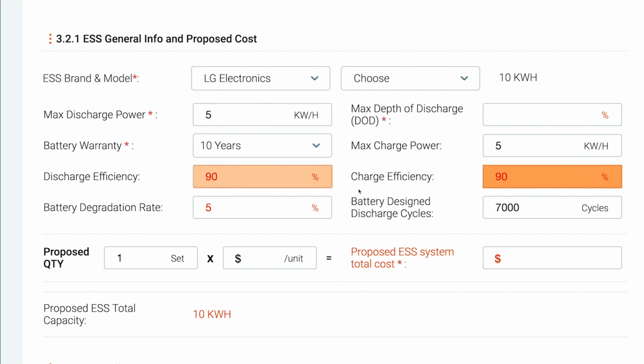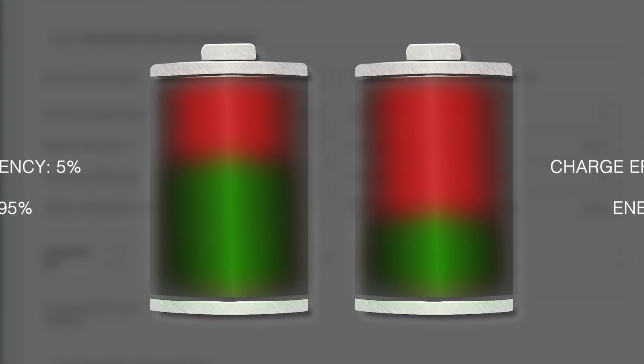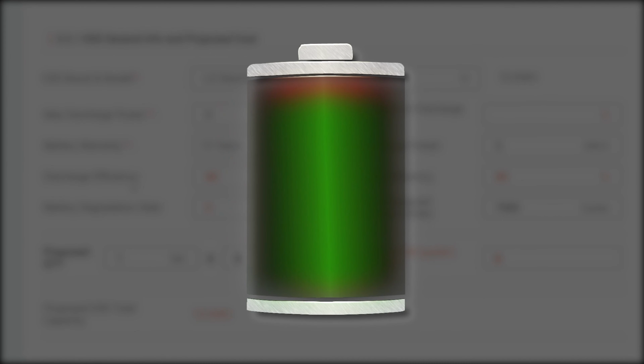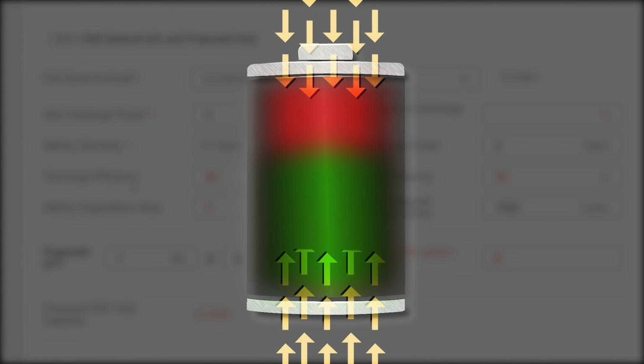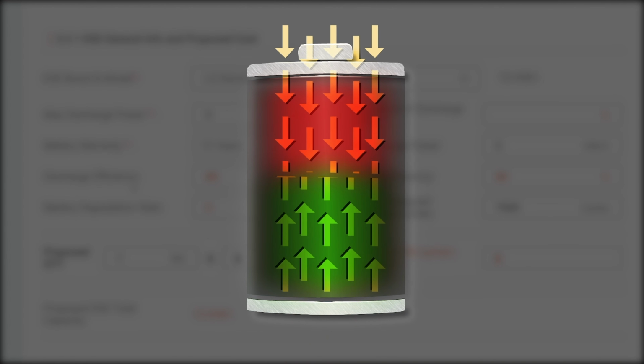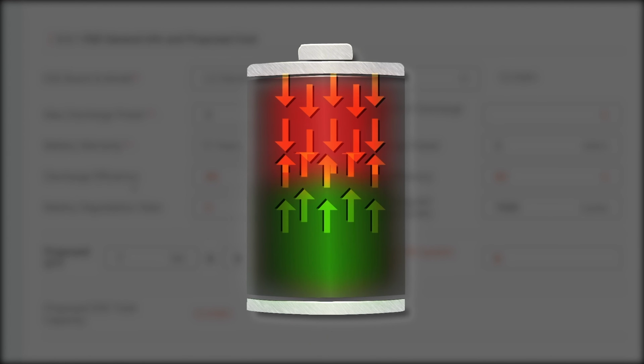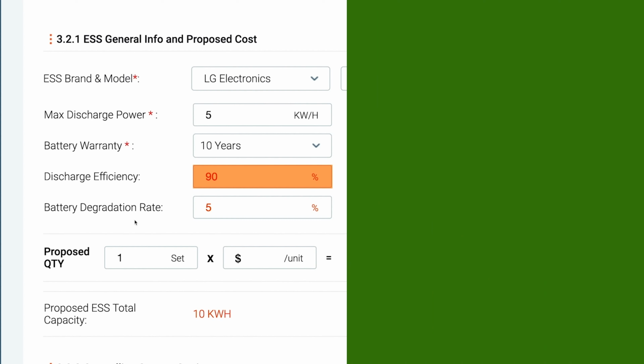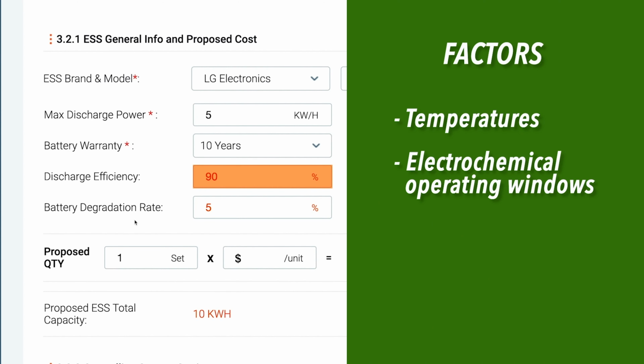The charge and discharge efficiency are both indicators of how much energy is put into or drained from a cell, relative to the amount of energy that is going to be dissipated within the cell as a result of its internal impedance. The efficiency will change when the current changes. The battery degradation rate is affected by factors like temperatures, electrochemical operating windows, and the charge/discharge rates.